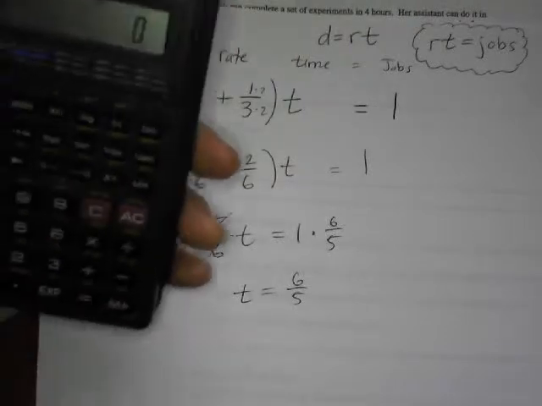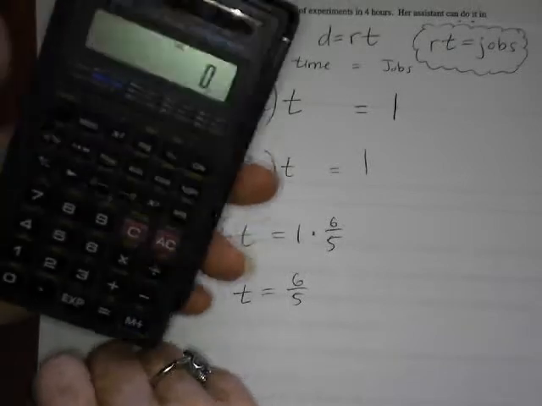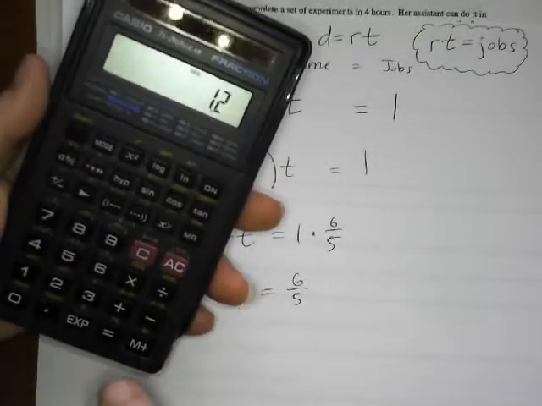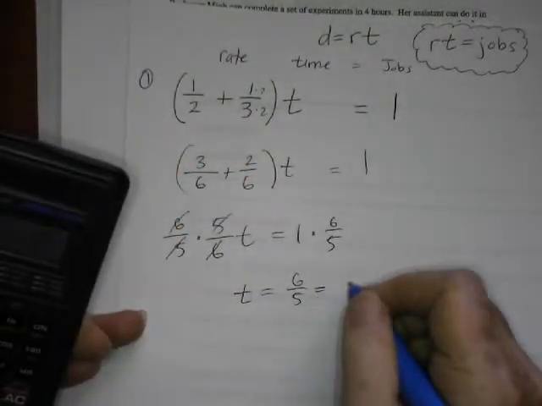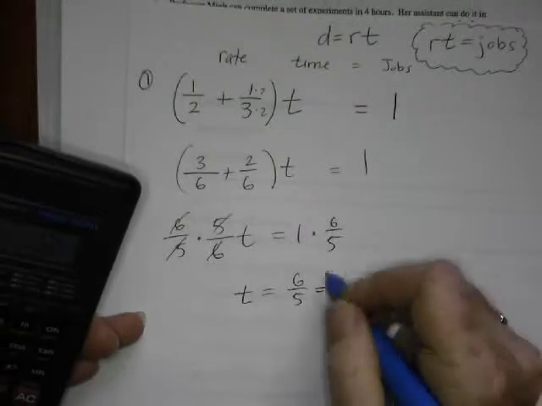6/5, I don't know, I'll put it in my calculator. It's 1 and 1/5, that's probably 1.2. Let's see. 6 divided by 5. That's 1.2. 1.2 hours. Okay?